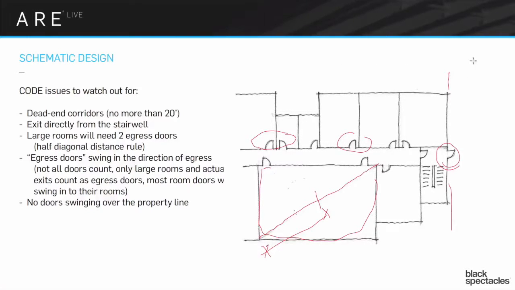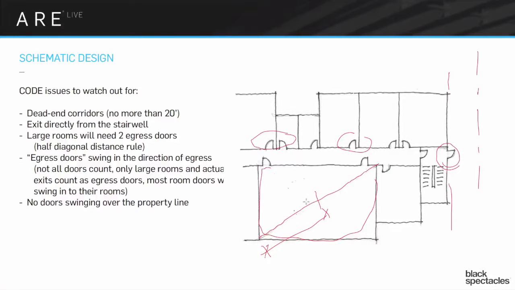More likely, the property line is actually going to be somewhere out here. And this line is probably a building limit line, which is more of a zoning line. And the door can, in fact, swing over a building limit line. It just can't swing over the property line. So just back to the big room with the 2 doors. As long as they're far enough apart that there's more than halfway, they're fine.